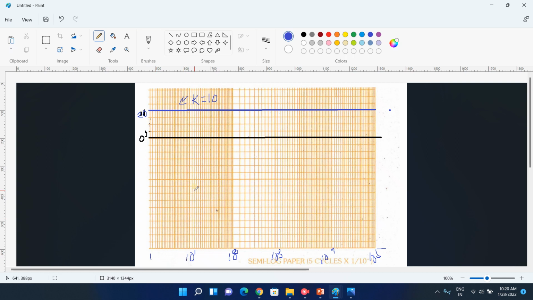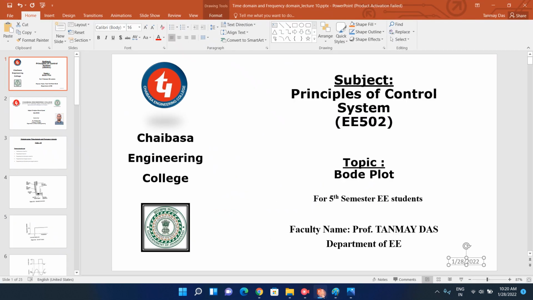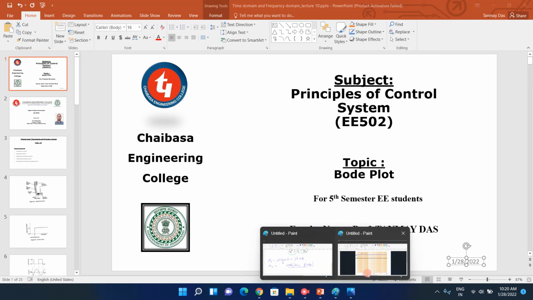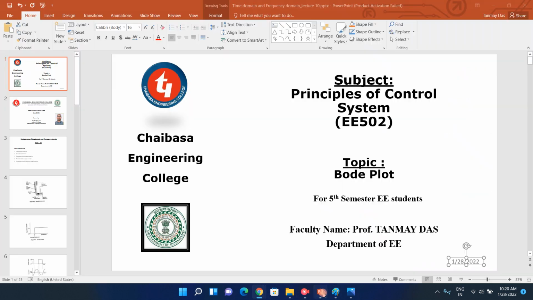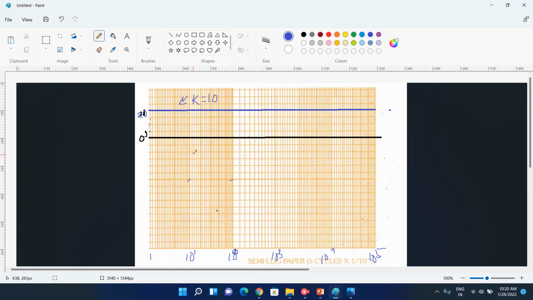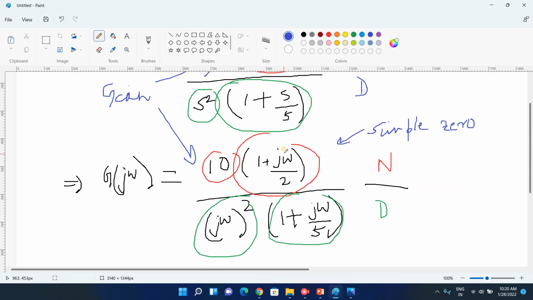This is 10 to the power 0 actually, so 1. So now slope means 20 decibel per decade. Per decade means this is one decade, this is another decade. So you have to represent it in this way. Suppose, let me first show how to represent.